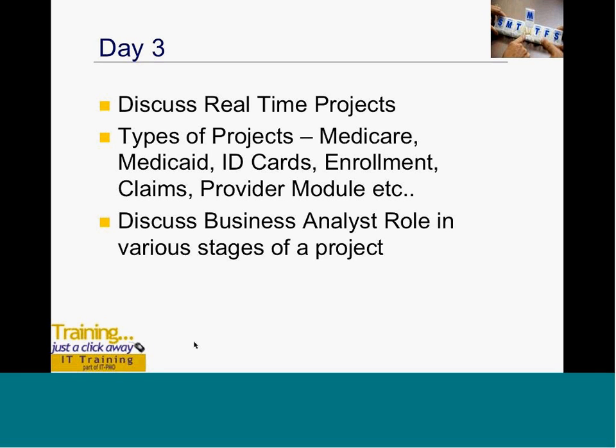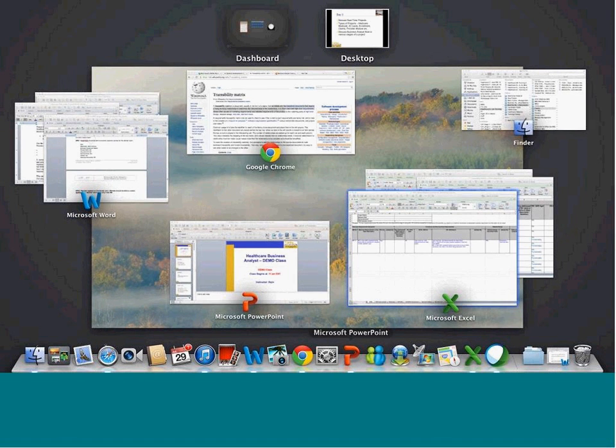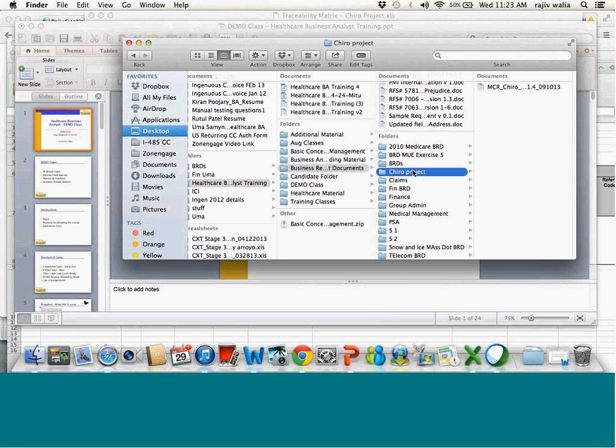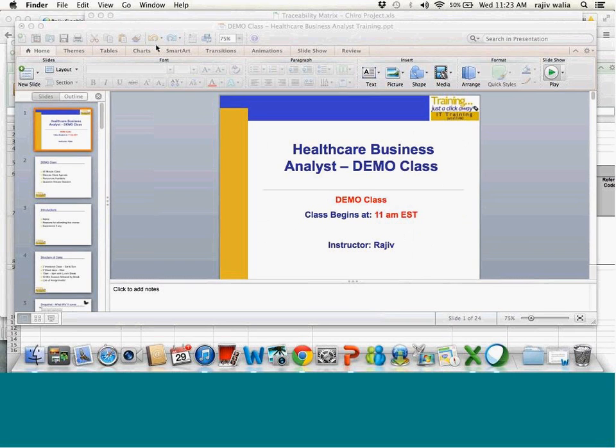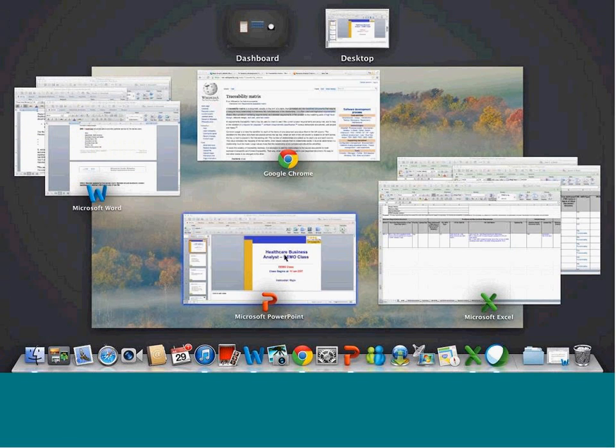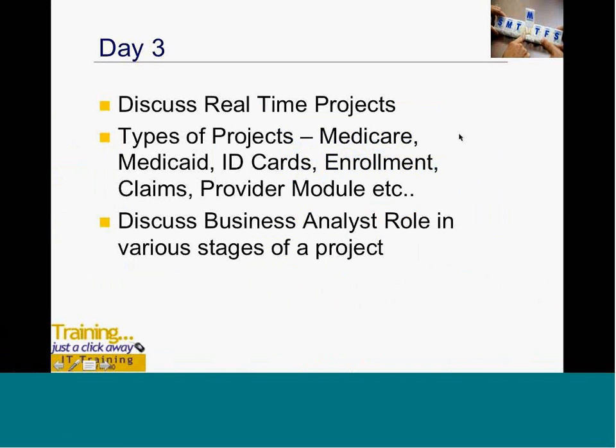Now we proceed to real-time projects. I pulled up the different BRDs we have. We go to each one of them and cover all the different types of requirements. In these BRDs, we go through what the BA comes up with, and what the different checklists are that he should take care of. We look at different types of projects: Medicare, Medicaid, ID cards, enrollments, claims, provider module, benefits, underwriting, finance. All these different types of projects fall under the healthcare company. We discuss them.